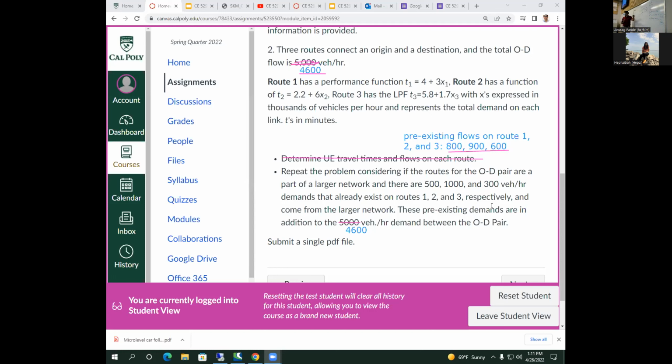Does this make sense? So I got 6.4 units of the travel time at the beginning for route 1, 7.6 for route 2, and 16 units for route 3. Did I do it right, or did I miss something? Is that not 16? Yeah.